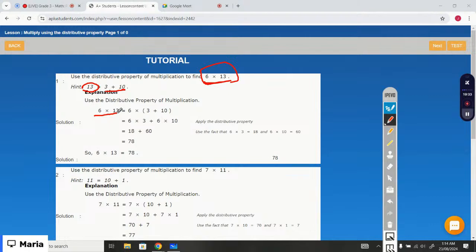We don't need to do 6 times 13. Replace the 13 with 3 plus 10, using the hint. Now you have to apply the distributive property. You have 6 times 3, then the addition sign, then 6 times 10. 6 times 3 is 18 and 10 times 6 is 60. You add 60 plus 18, that is 78. So that's how you multiply. You don't have to do 13 times 6. You break it down, replace the 13 with 3 plus 10, and multiplication this way is very easy. Got it?